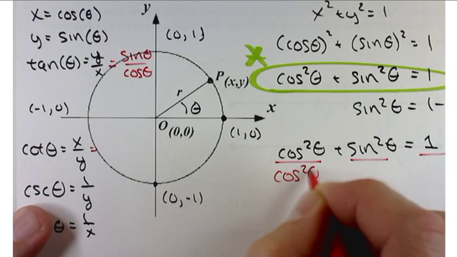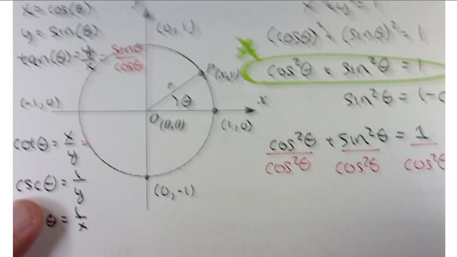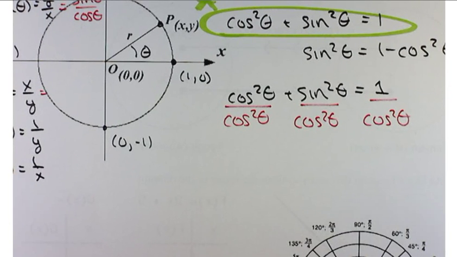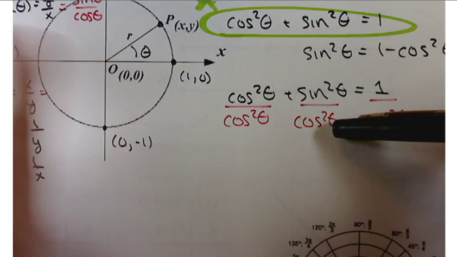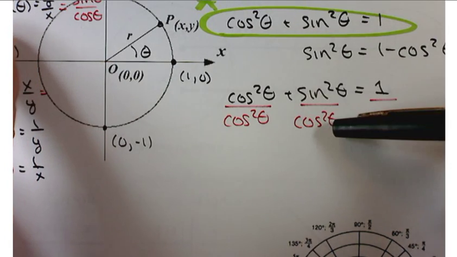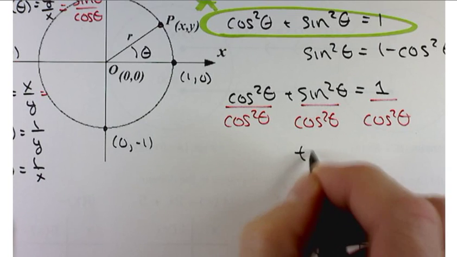I'm going to divide everything through by cosine squared of theta to get a new identity. Because what's sine over cosine? Sine over cosine is tangent. So what's sine squared over cosine squared going to be? Tangent squared.